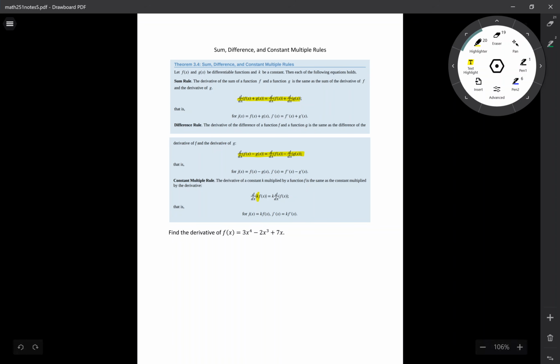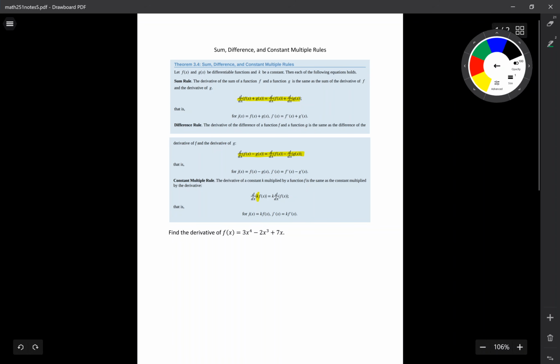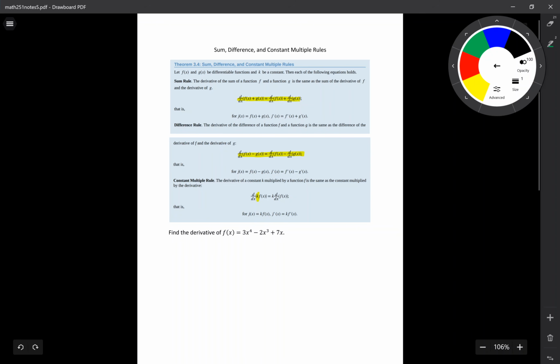So let's use these in an example with the power rule in mind as well. We want to find the derivative of f of x equals 3x to the power of 4 minus 2x cubed plus 7x. According to the sum rule, actually the sum rule and the difference rule, since we have that subtraction sign in there, we can split this up into several different derivatives.